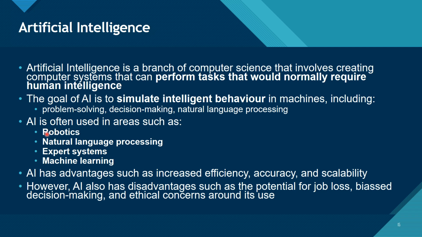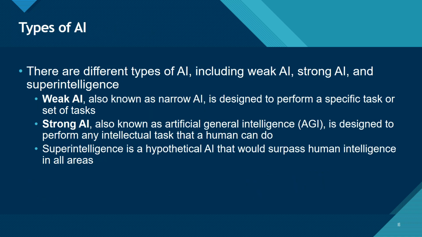Robotics we have already discussed, and expert systems we will be discussing in the coming slides. If you are interested in NLP and want to know more about natural language processing, do let me know. I will share a video about this as well. AI has advantages such as increased efficiency, accuracy, and scalability. However, AI can have disadvantages such as the potential for job loss, biased decision making, and ethical concerns around its use.